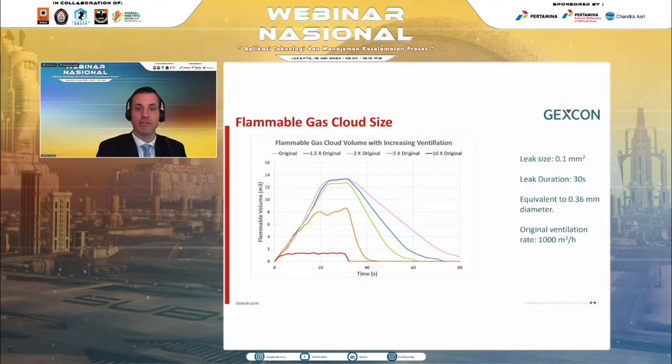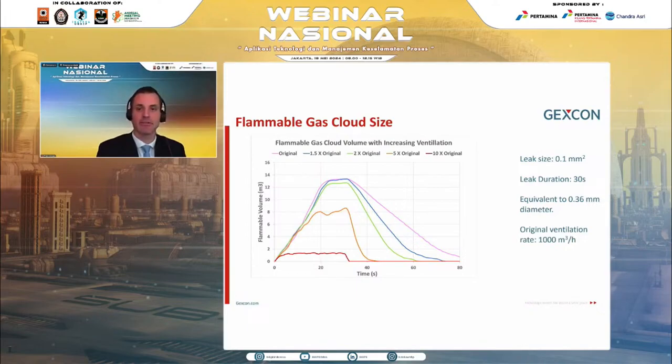This is the time accelerated result for the flammable cloud within the container for the 1,000 cubed an hour ventilation rate. Hydrogen fills the container during the 30-second release and then is slowly extracted by the ventilation system over a minute after the release has stopped. Again, this is time accelerated just for presentation purposes.